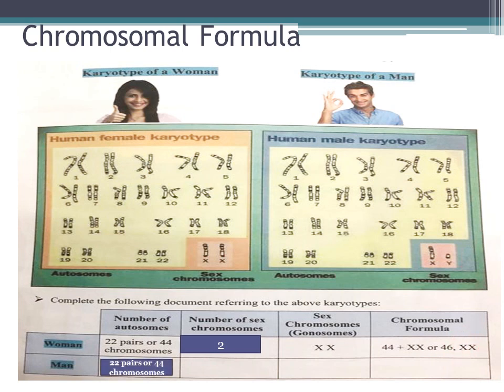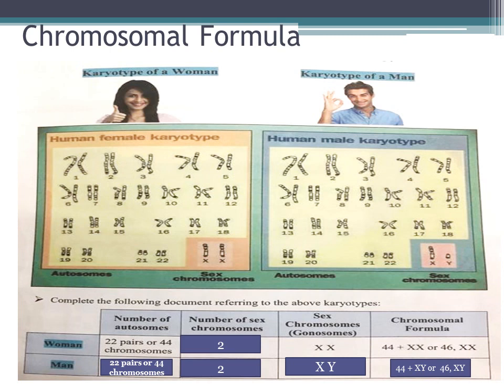Now, in case of the man, we have 22 pairs or 44 autosomes. The number of sex chromosomes is also 2. Gonosomes in case of the man are XY. So the chromosomal formula will be 44 plus XY, or 46, comma, XY.